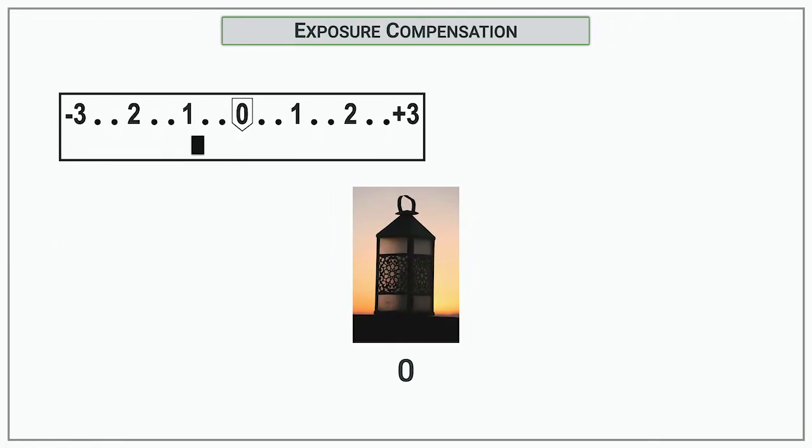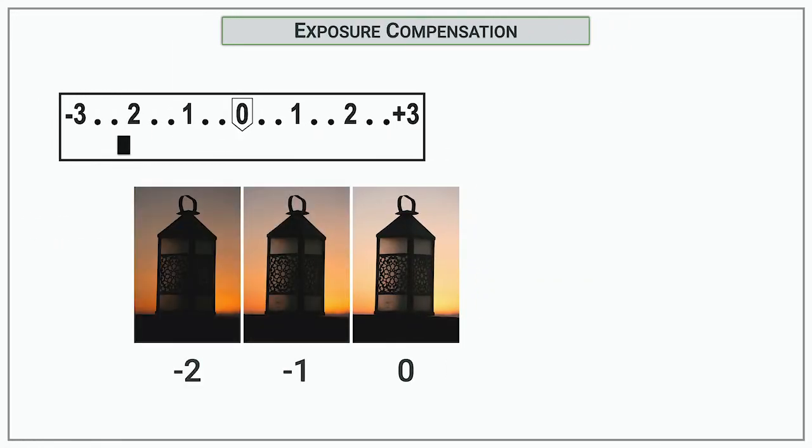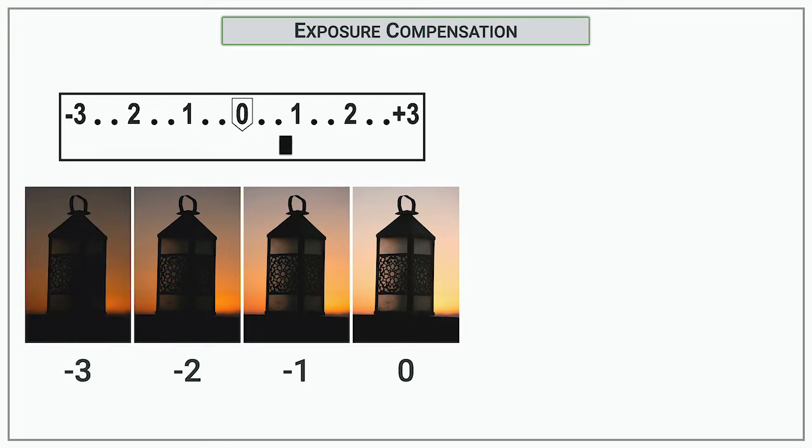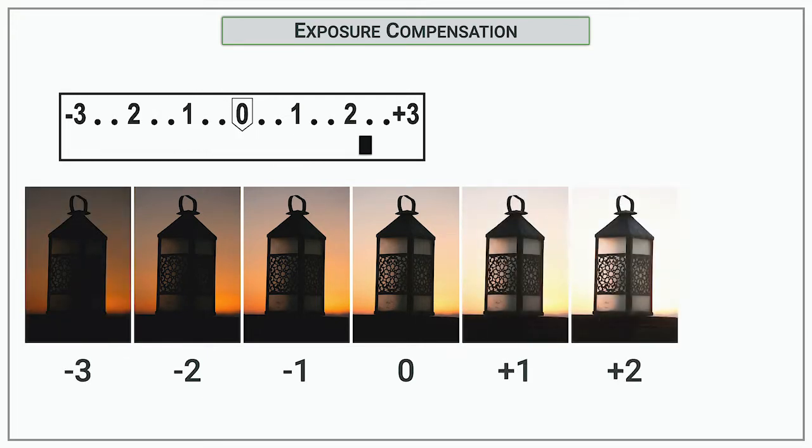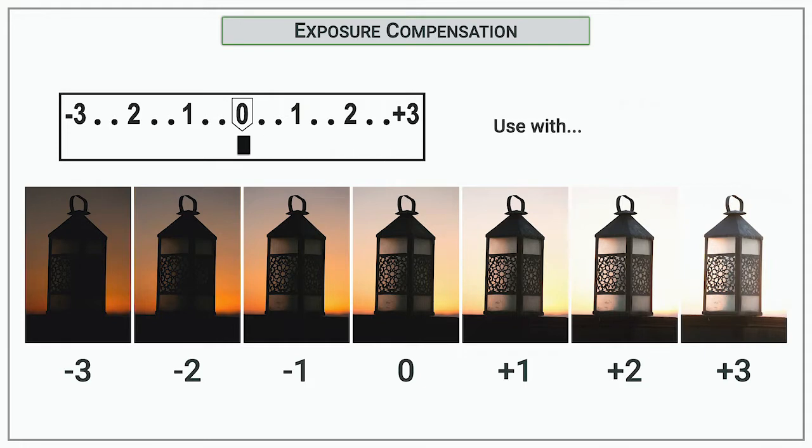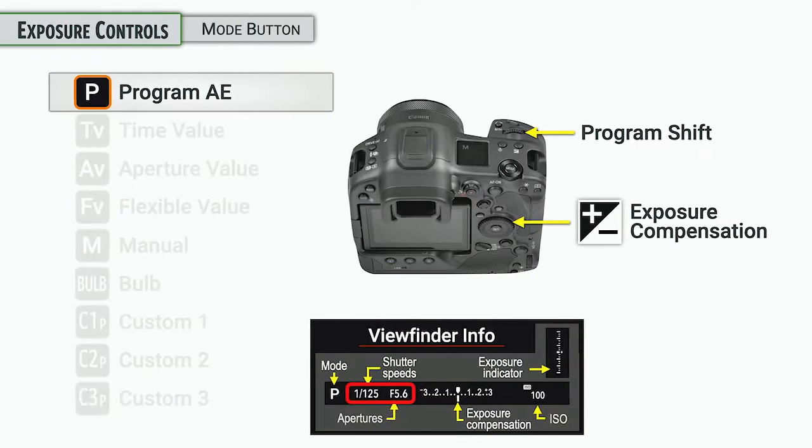So exposure compensation can be really handy on subjects that are either lighter or darker than normal, or you have a particular preference on how bright they come out. And so exposure compensation will also be useful in the time value mode and the aperture value mode, but works real well here in the program mode.